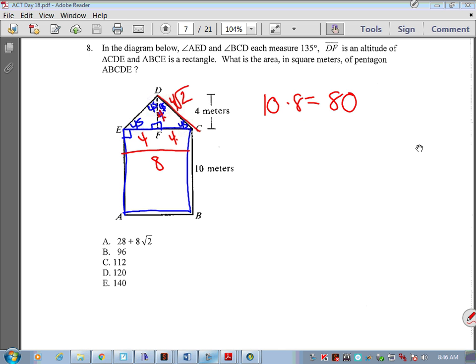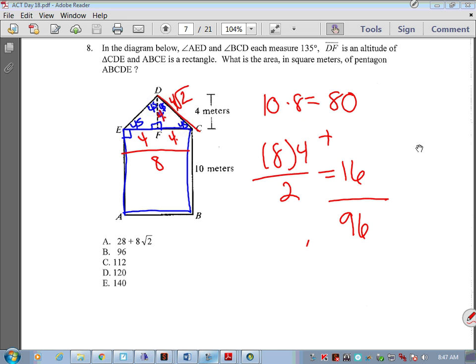Then on the triangle, we needed the base, which is 8, times the height, which we already knew was 4, and divide that by 2. 8 times 4 is 32. 32 divided by 2 is 16, right? We're going to add these together, 80 and 16, and we should get 96.